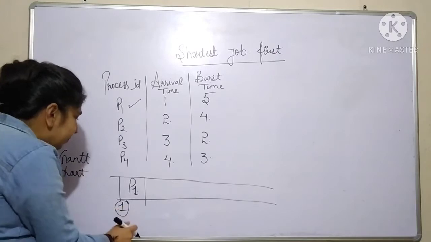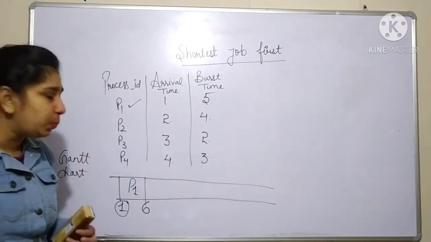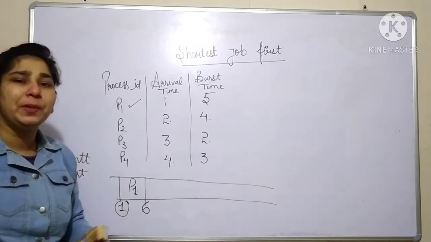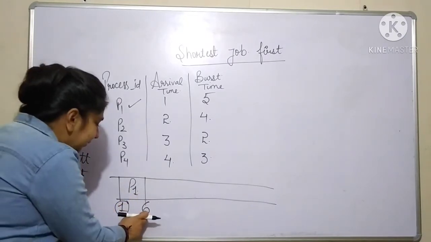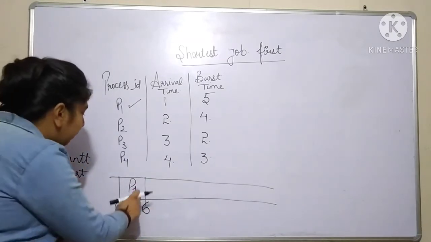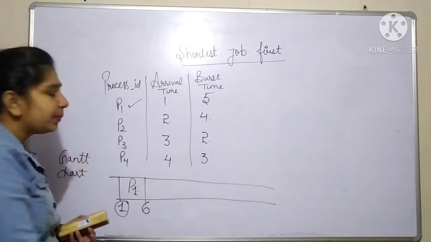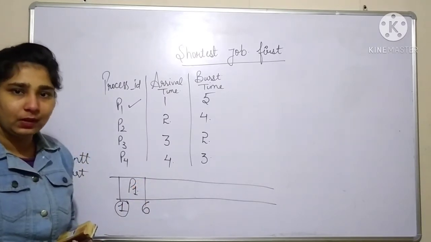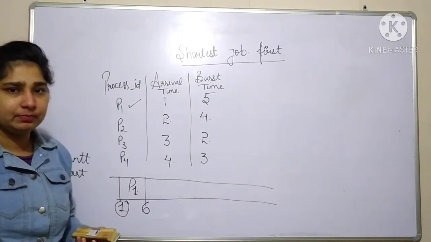So 1 plus 5, 6. Your process P1 is going to be completely executed on the CPU at 6 units of time. Now we are going to terminate our process P1. So now your CPU is free.